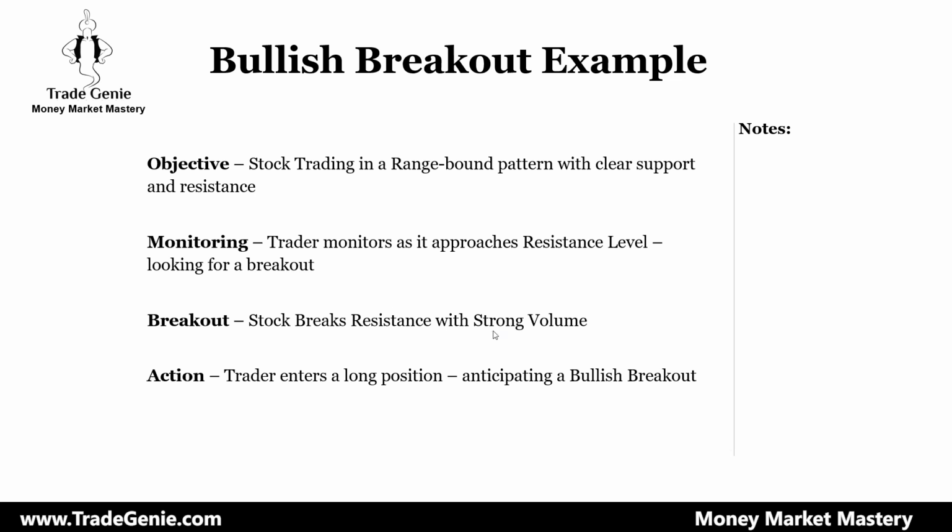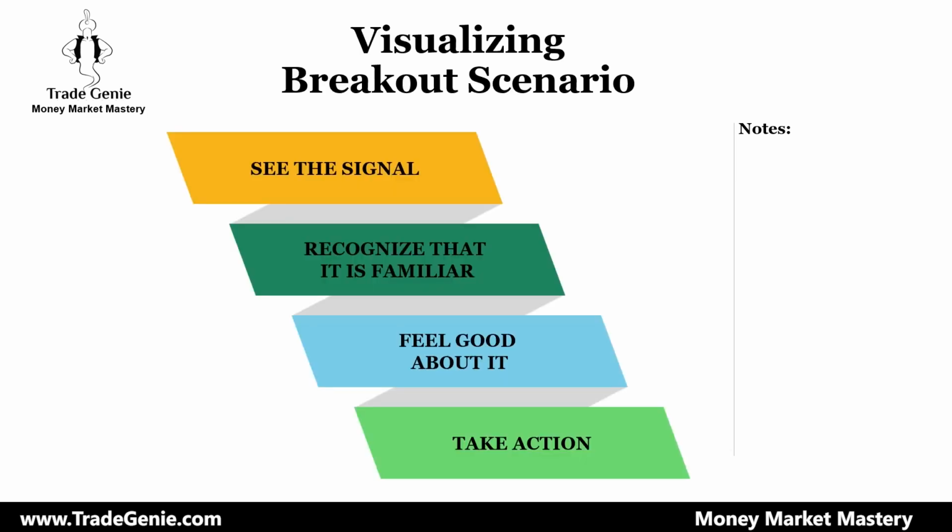So the stock breaks resistance with a strong volume. So the trader enters a long position anticipating a bullish breakout. So this is a bullish breakout, and that was a reversal slide. So again, the same scenario. So you need to apply this method, and the method is the same.